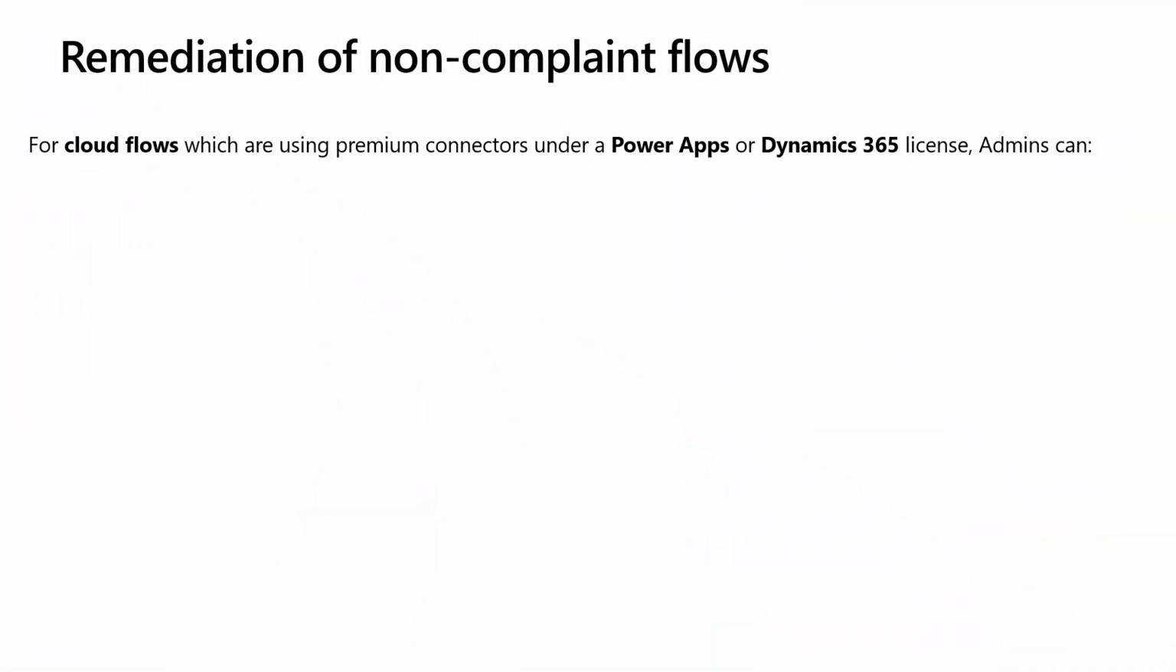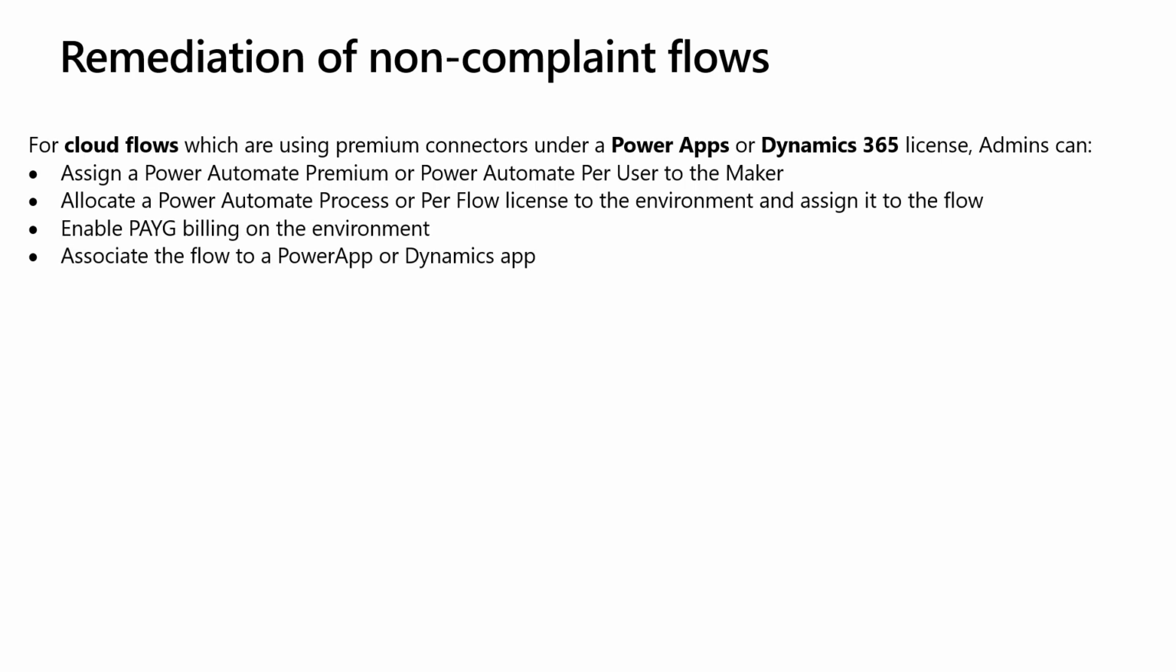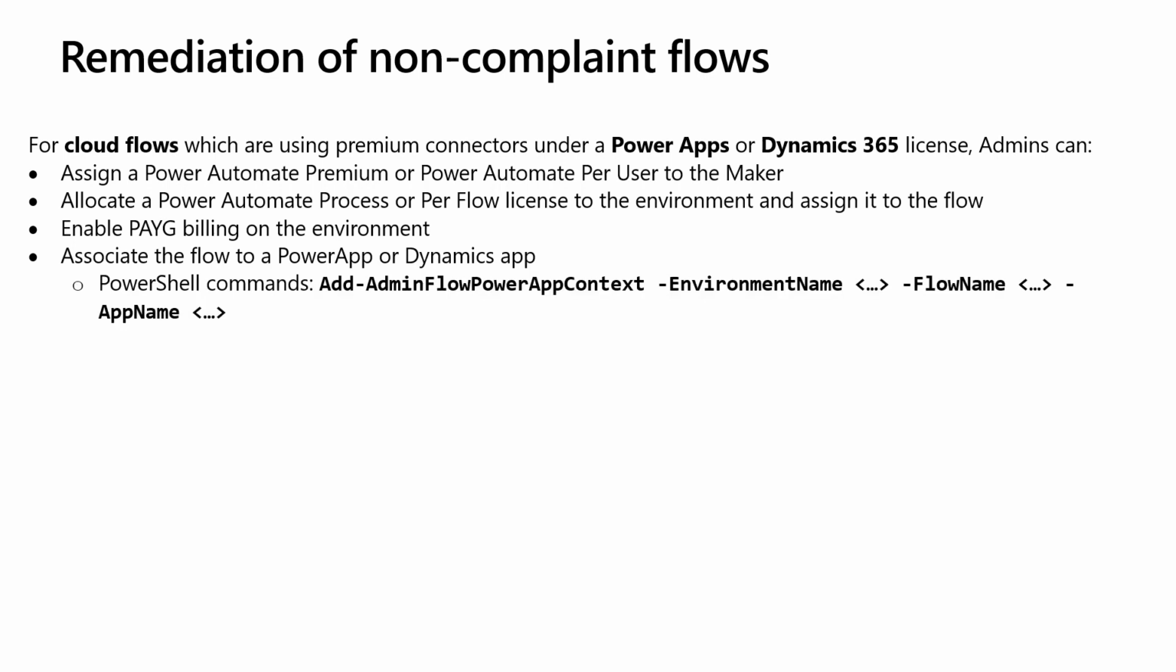What are our options? For cloud flows which are using premium connectors under Power Apps or Dynamics 365 license, you can assign a Power Automate Premium or Power Automate per user license to the owner, allocate a process or a per flow license to the environment and assign it to the flow, enable pay-as-you-go billing on the environment, or associate your flow to a Power App or Dynamics 365 app. You have two options. You can use PowerShell commands, or you can use UX in the Maker experience.